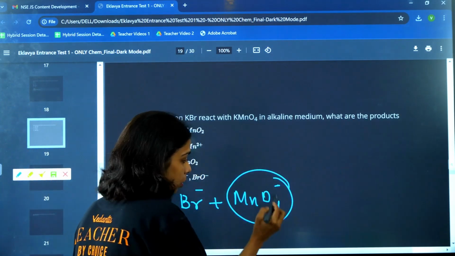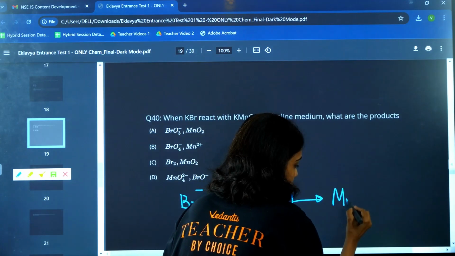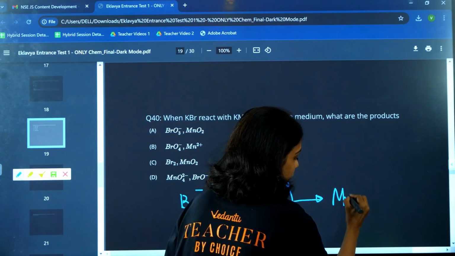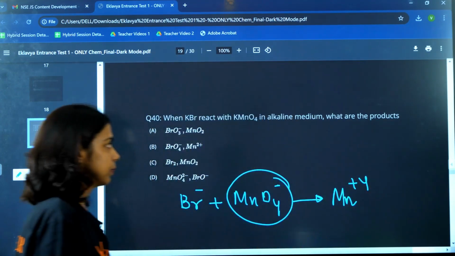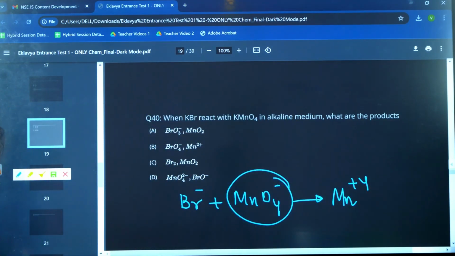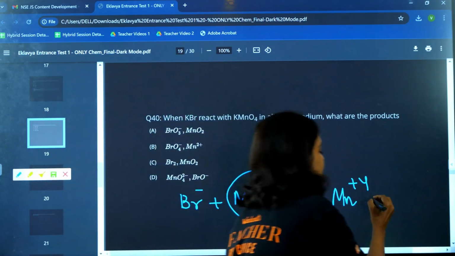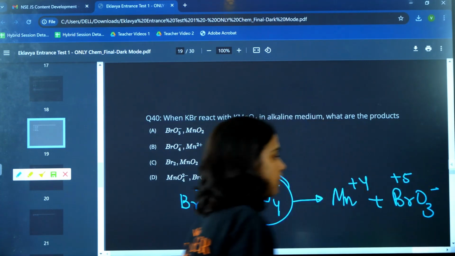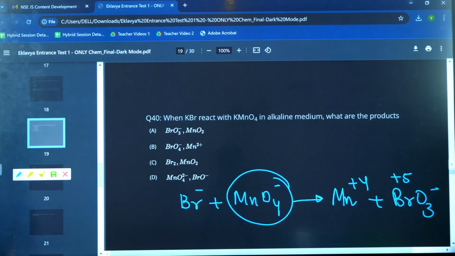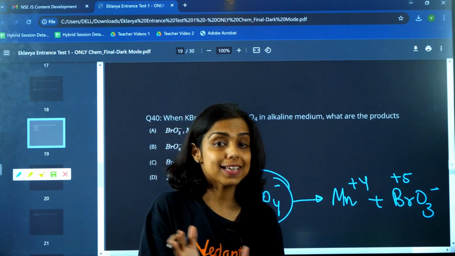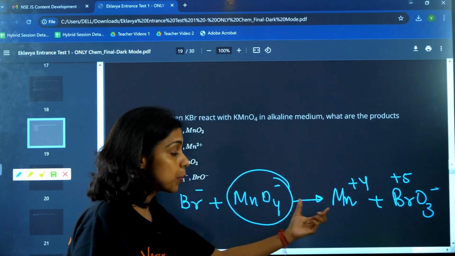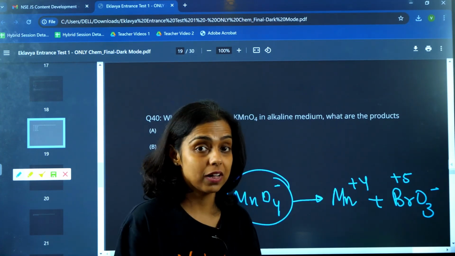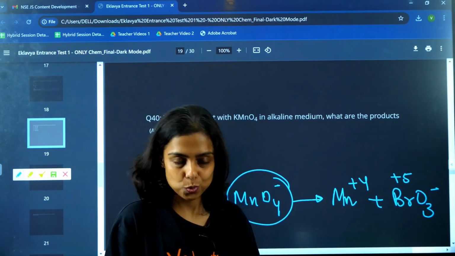I'm sure you all are aware, the permanganate ion goes to +2 oxidation state in acidic medium, and in alkaline medium it will be +4, right? And your Br negative ion will get converted to BrO3 negative, in which the bromine has +5 oxidation state. If it is acidic, the product will be Mn in +2 oxidation state. Valency factor of KMnO4 in acidic medium is 5, and bromine will be Br2, right?